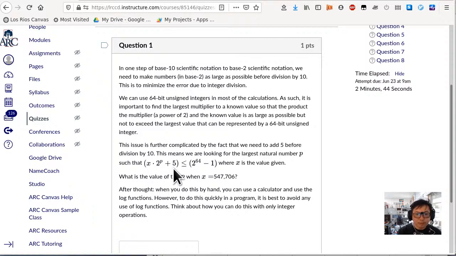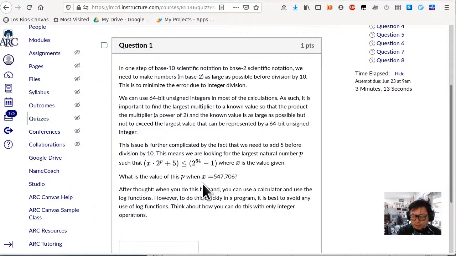And this plus 5 here is needed because in order to do rounding, we add 5 before we divide by 10, and that's why we have a plus 5 here. So the plus 5 has to be on the left hand side of the comparison, because we don't want the left hand side itself to exceed what a 64-bit integer can represent. So that's the rationale of having this question to begin with.